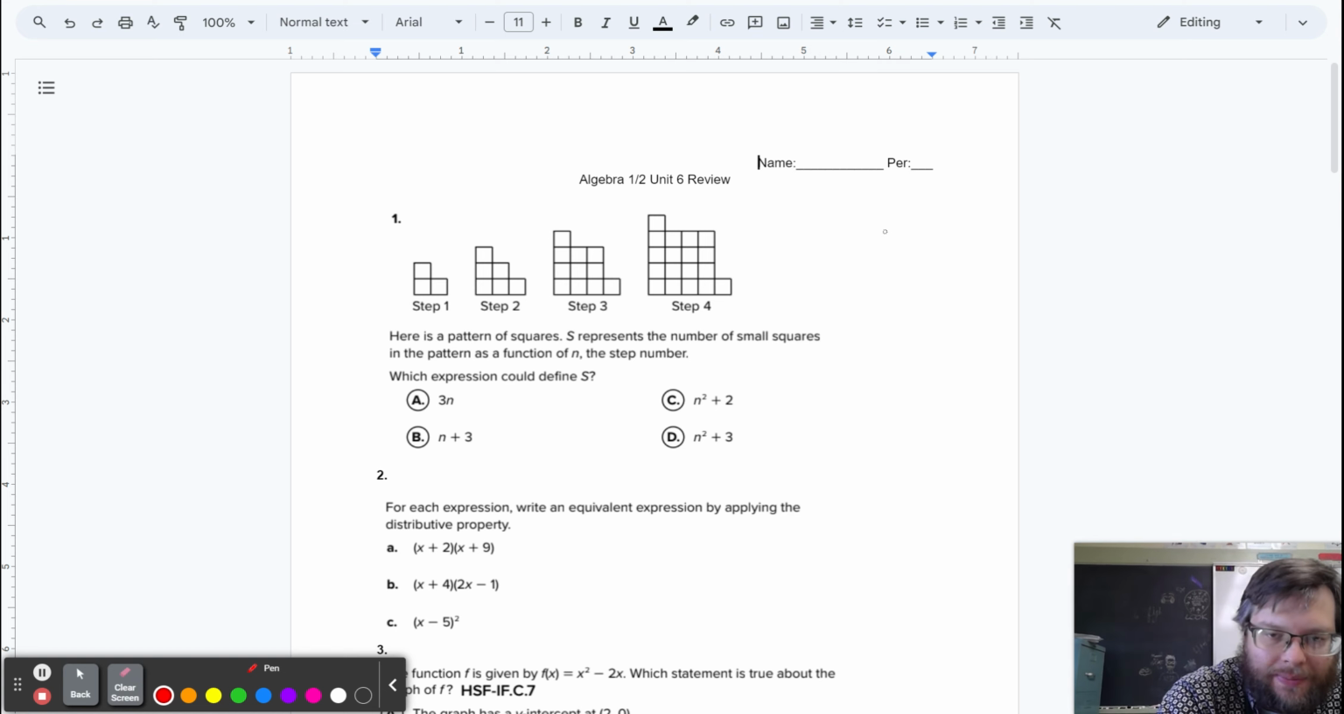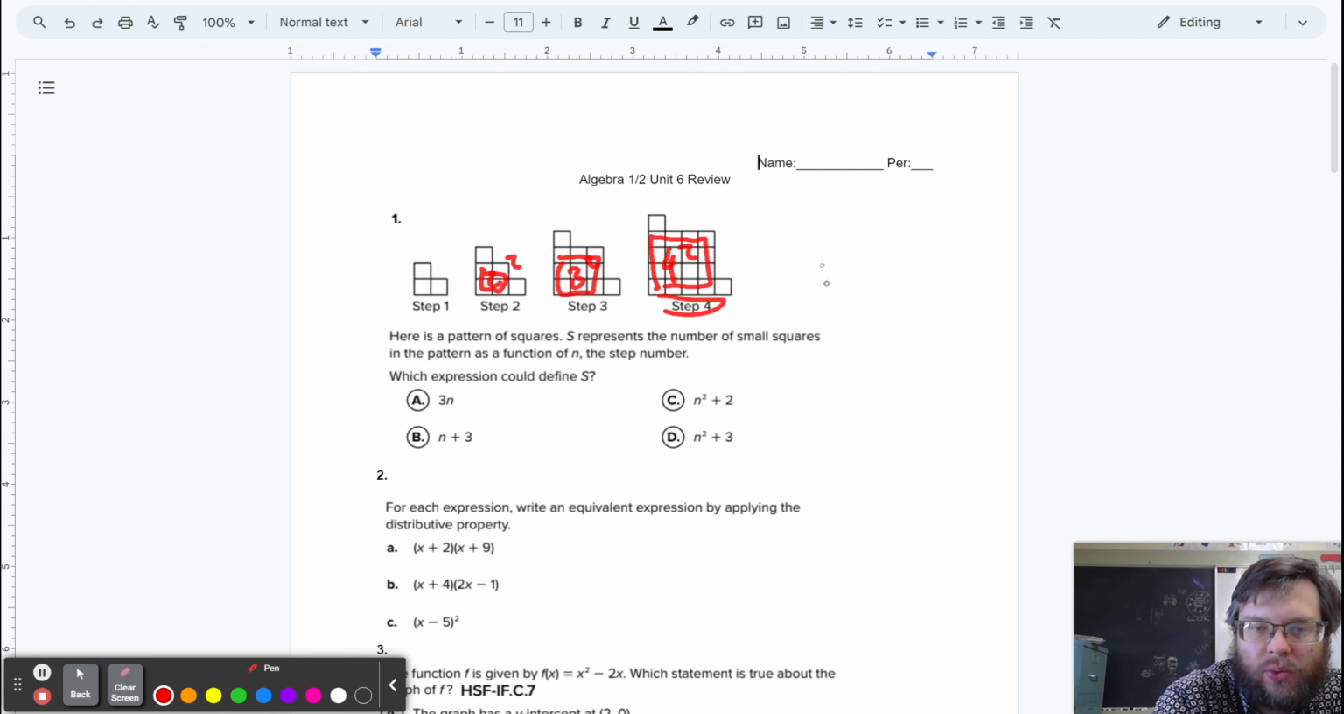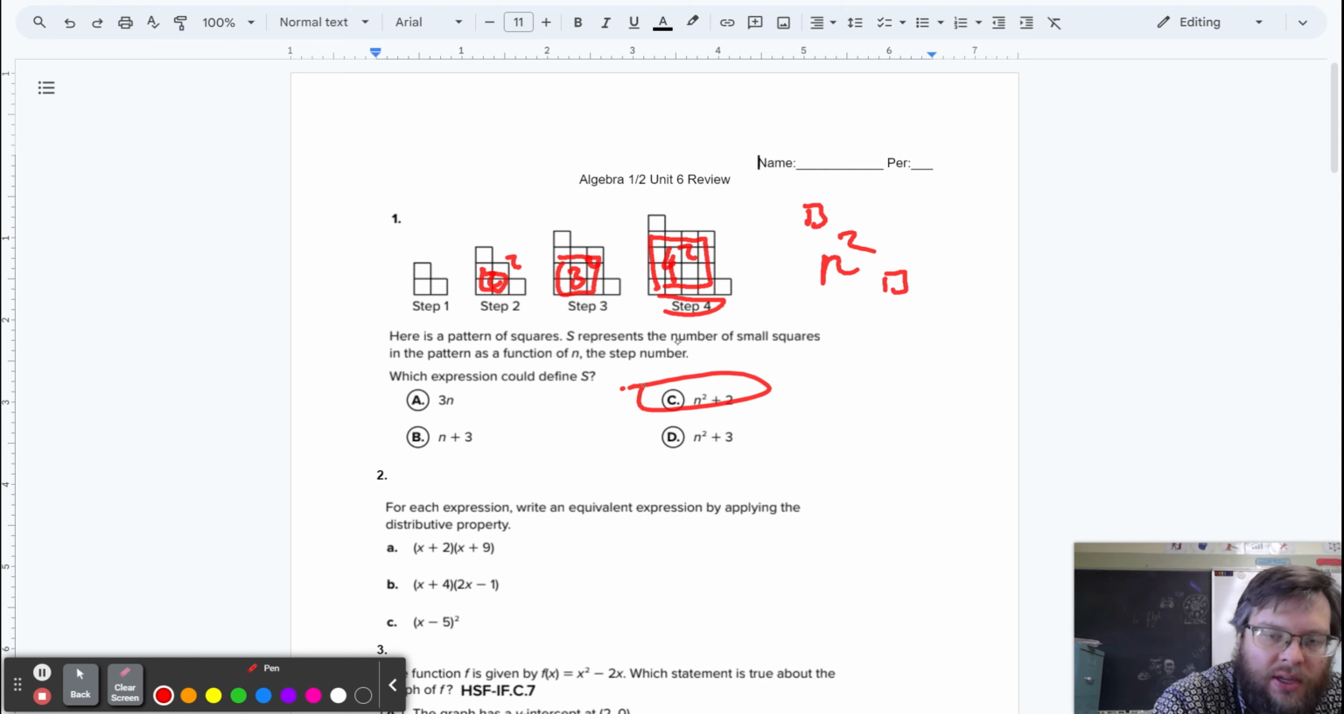I usually start with the biggest step number, and I see step number 4, I see a 4 by 4 square. And step number 3, I see a 3 by 3 square. Step number 2, I see a 2 by 2 square. So every time I see it, I see a square. That is the step number. And then I see one little dude up here and one little dude down there. So that's n squared plus 2.